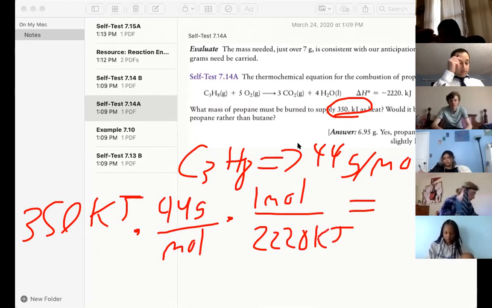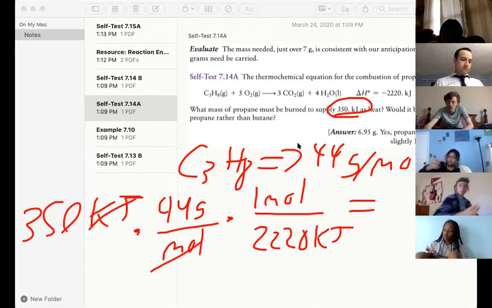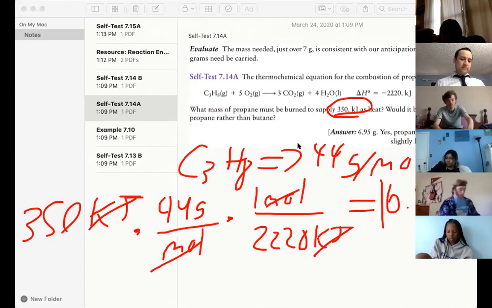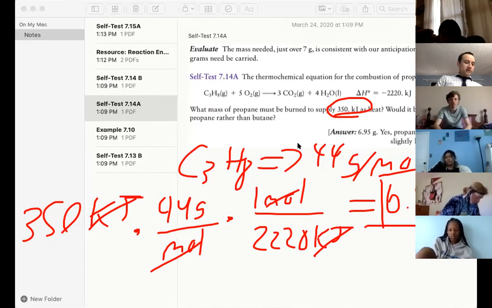And then when you multiply the numbers out and then divide over the 2,220, you get about 6.936, so it's like 6.94. That's what we get, 6.94 grams. Okay, that's perfect. So kilojoules cancel, moles cancel. Okay, there we go. So that's a neatly worked solution.